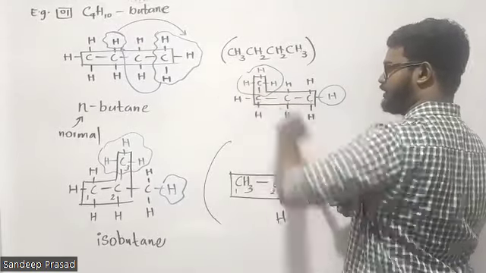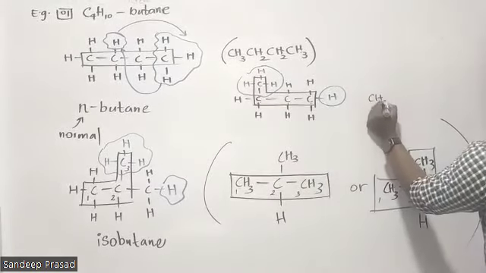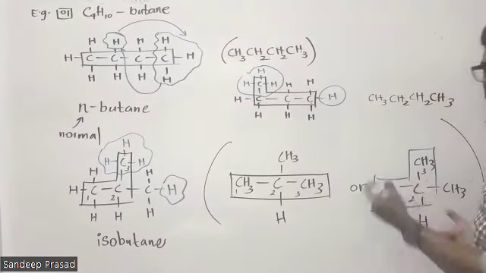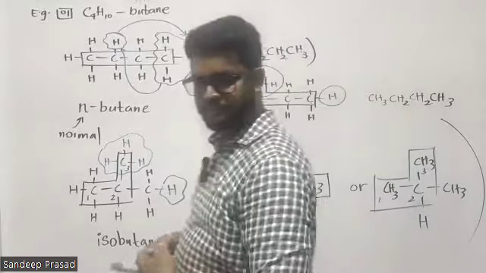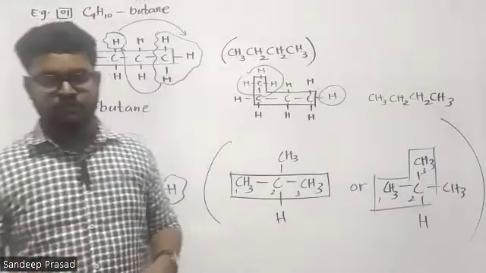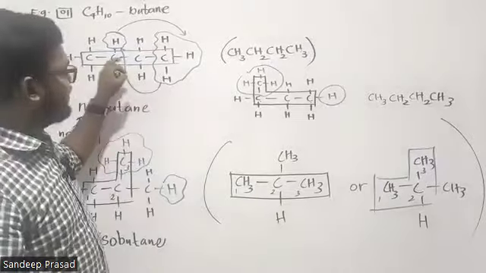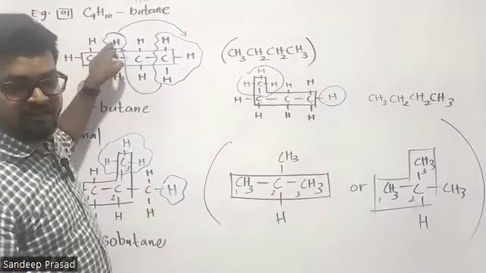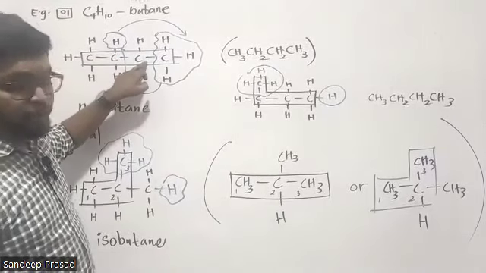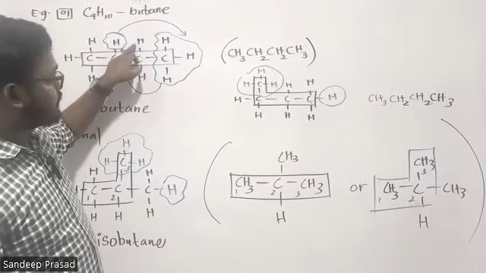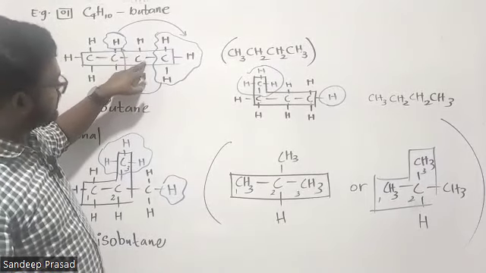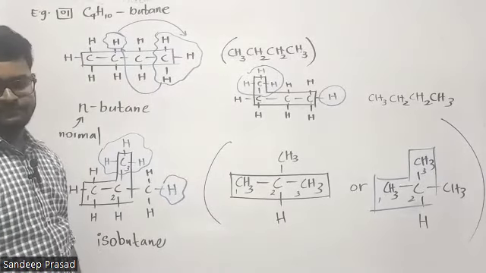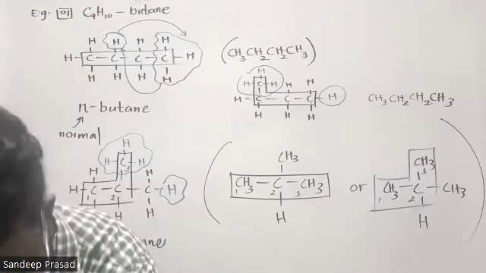We can bend this one. And then again we have CH3, CH2, CH2, CH3. No way. It's not possible. Definitely we have to take the middle carbon and the hydrogen. Right? I told you that we can't take this one also. Then also we are obtaining the same thing. Right?